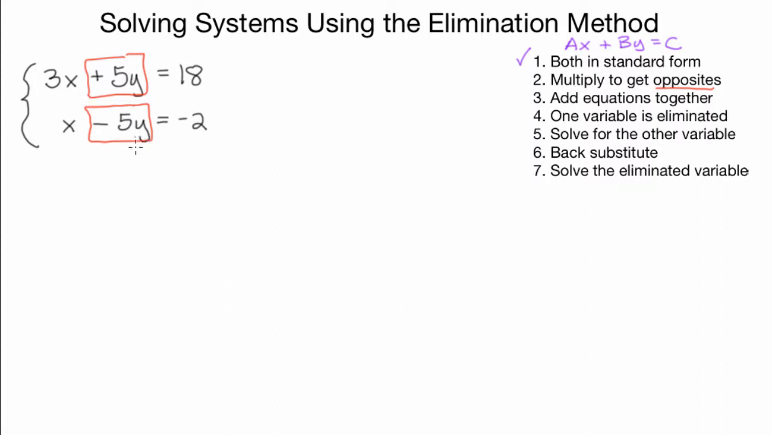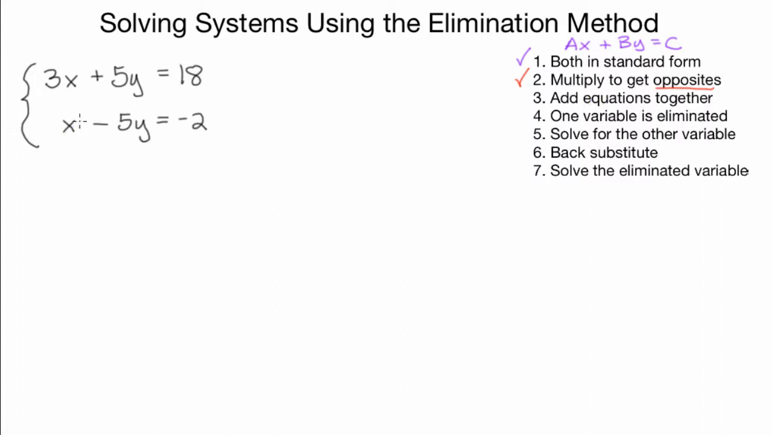So I'm looking to see if I have opposites. 3x and 1x are not opposites. If I added them together, they'd add up to make 4x, but they're not going to cancel out or turn into 0. So look to see if we have opposites. If we don't, we're going to have to multiply or do some rearranging in my equations to get opposites for variables. But right now I've got plus 5y and negative 5y, so I'm feeling good. I've got that. I'm going to take away my boxes there and we check mark. We have some opposites. Okay, now we can go ahead and add our equations together.